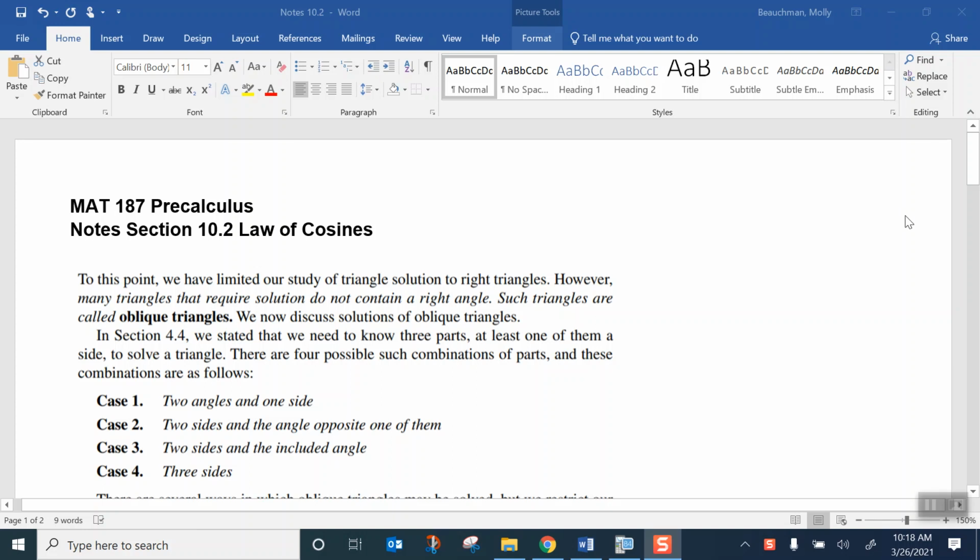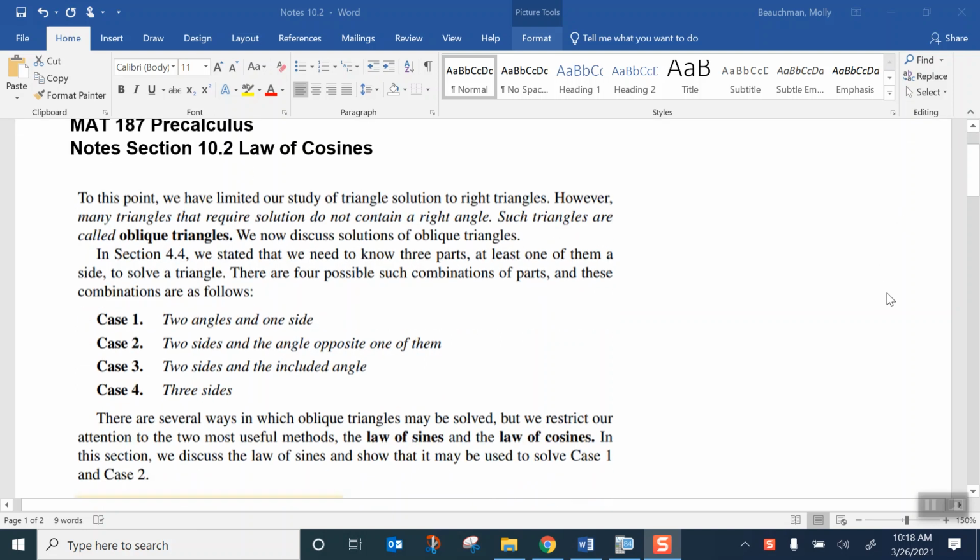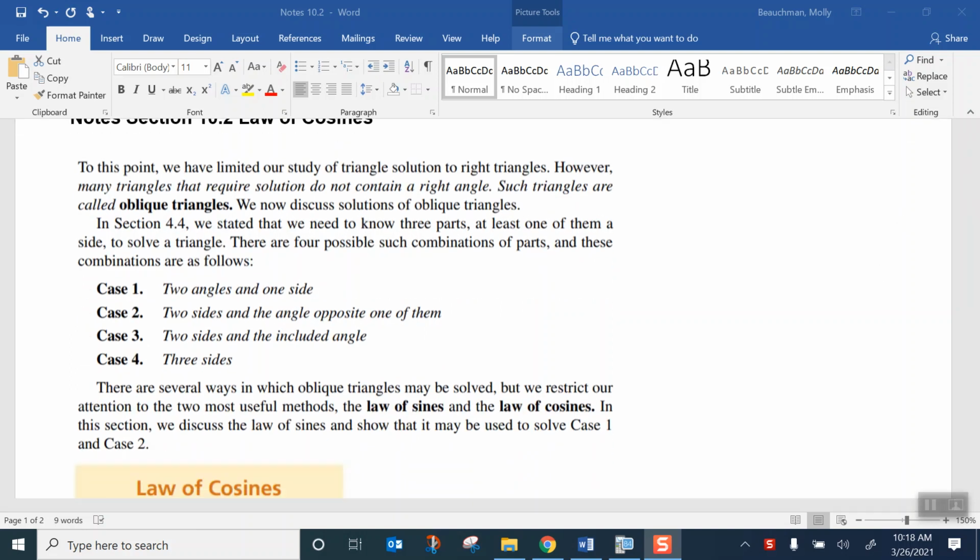In this video, we'll take a look at section 10.2, Law of Cosines. So to this point, we've taken a look at right triangles, and we've also looked at how to solve oblique triangles using the law of sines. Oblique triangles are those that are not right triangles.